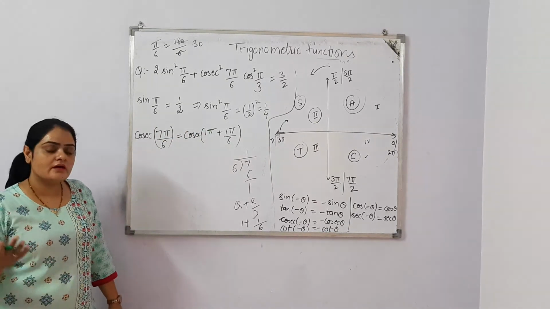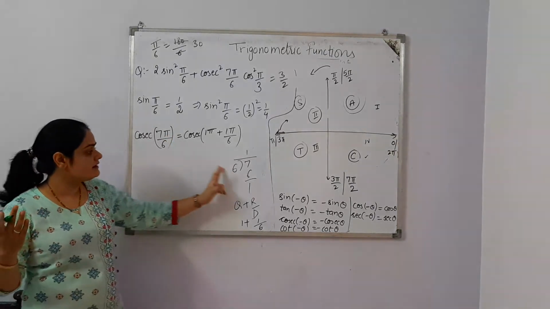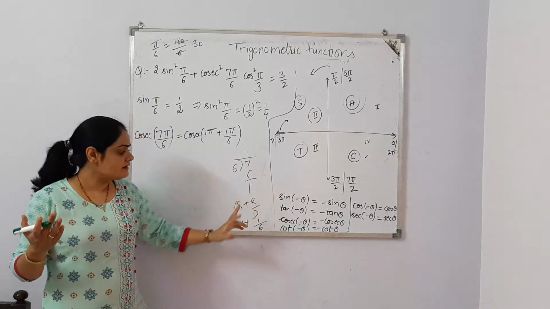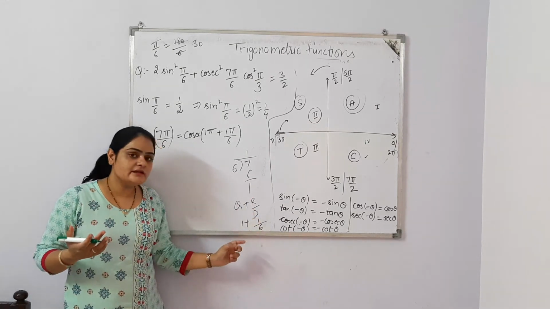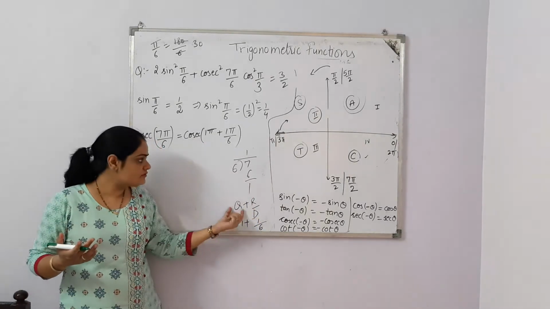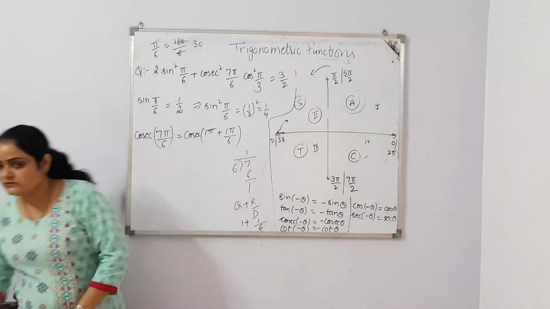Because pi plus pi by 6, again after taking LCM we are getting the same 7 pi by 6. And it is possible: we divide 7 by 6 and we are getting the remainder as 1. So we'll write it as quotient plus remainder by divisor. What is quotient? It is 1. What is remainder? 1. And divisor is 6. 1 plus 1 by 6.